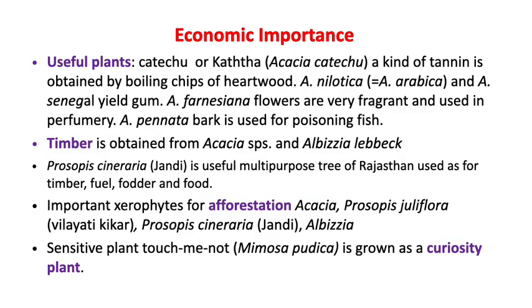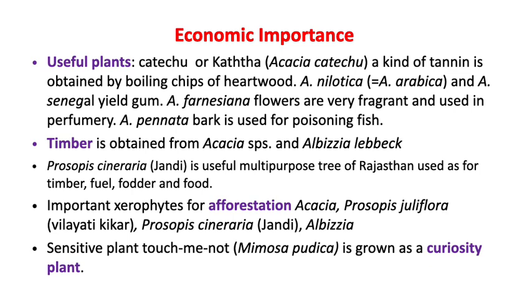Now we will study the economic importance. It includes very useful plants. Cutch or Katha is obtained from Acacia catechu. It's a kind of tannin which is obtained by boiling chips of heartwood. Acacia nilotica and Acacia senegal yield a gum. Acacia farnesiana flowers are very fragrant and used in perfumery. Acacia pinnata bark is used for poisoning fish.